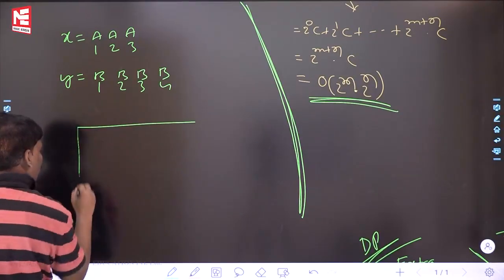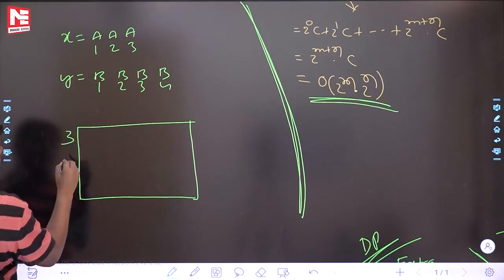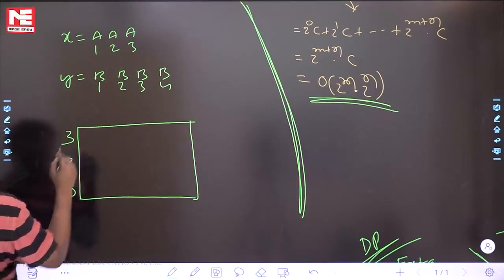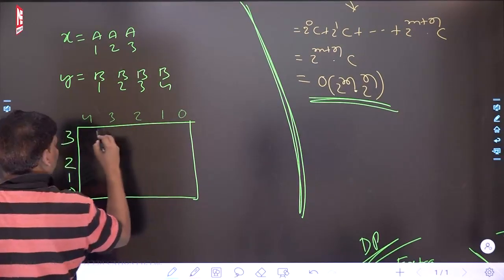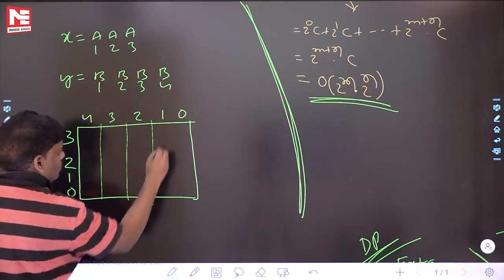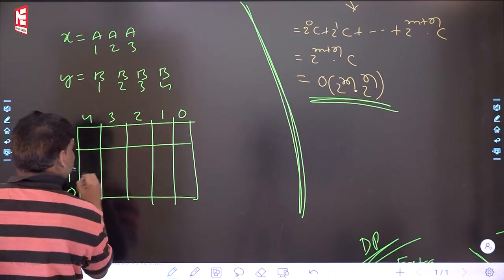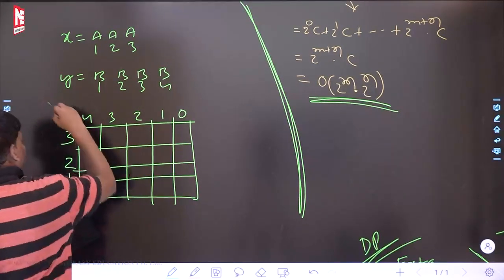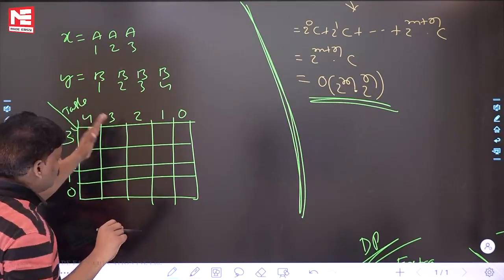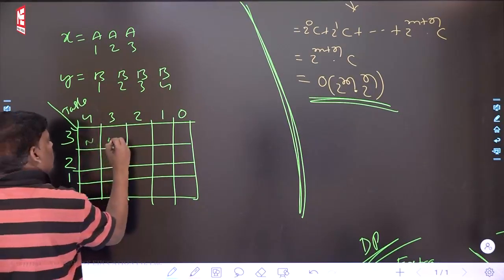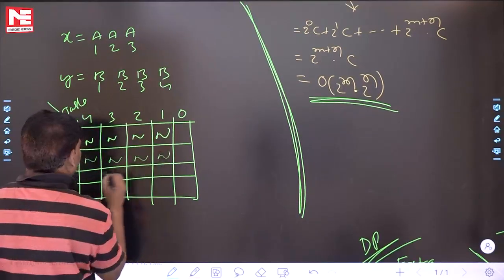As soon as you compute, you have to store in the table. You have to store like this. See, x is 1 2 3, 3 2 1 0. Y contains 4 3 2 1 0. This is the table. For every m plus 1 into n plus 1 distinct function call, one slot is required. As soon as you compute, you store. Initially all are null. Everything initially, nothing is available.